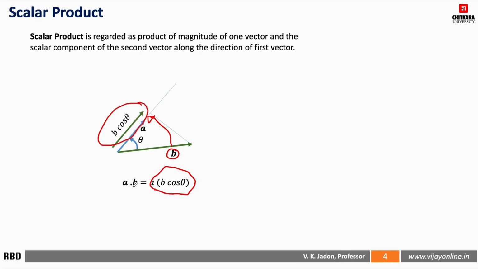So whenever we are taking the dot product of one vector with the other vector, we can also take the magnitude of one vector and the magnitude of the projection of the second vector along the first vector, and that is the important identity that we have to understand in the case of the scalar product. So whether we take A dot B or B dot A, it will remain the same because it is a scalar quantity. The outcome of the dot product is a scalar quantity.